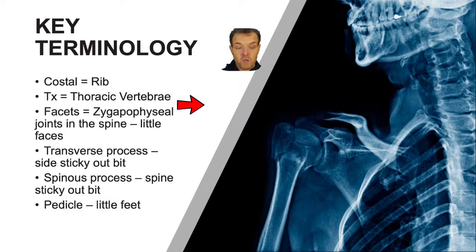So key terminology for you for this particular section is costal means rib. You might have heard of the costals before, or intercostal muscles, which just basically means in between the ribs. TX is shorthand for thoracic vertebra. Again, if you've not heard that before, LX is lumbars and CX is cervicals. So TX is thoracic, so we'll obviously be looking at those.